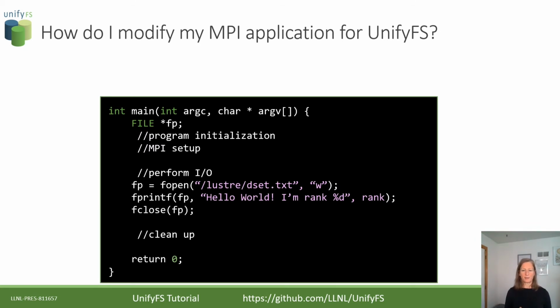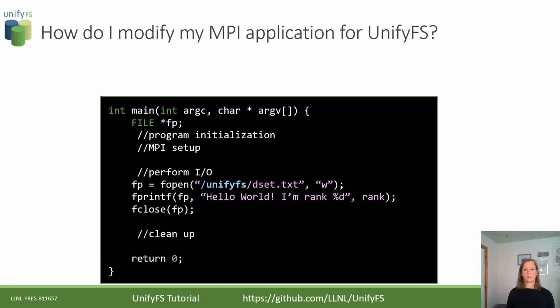So once you have UnifyFS built and you're ready to use it, you need to understand how to modify your application. So here we have an MPI application, just a skeleton of one, right? And in the middle there, it's doing I/O operations, opening a data set to Lustre and writing hello world. To use UnifyFS in this example, all one needs to do is change the path from /cluster to /UnifyFS, and you're good to go.